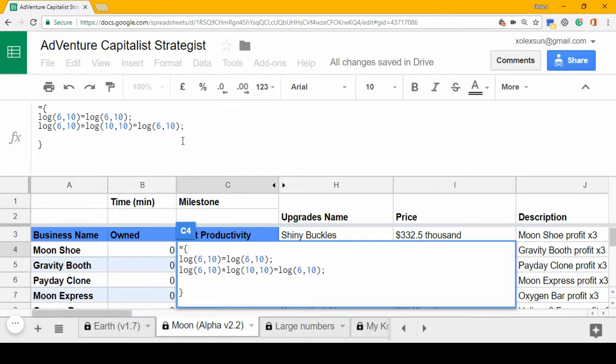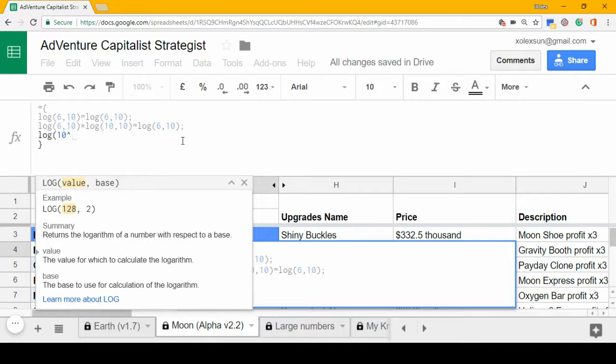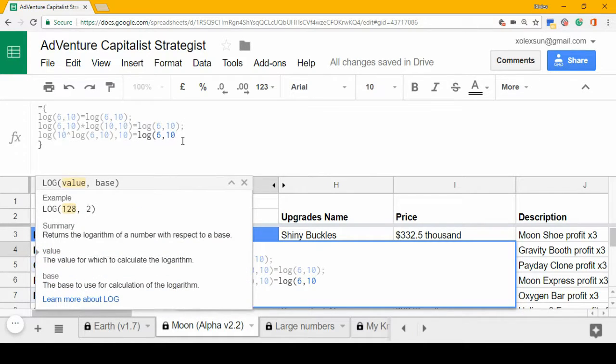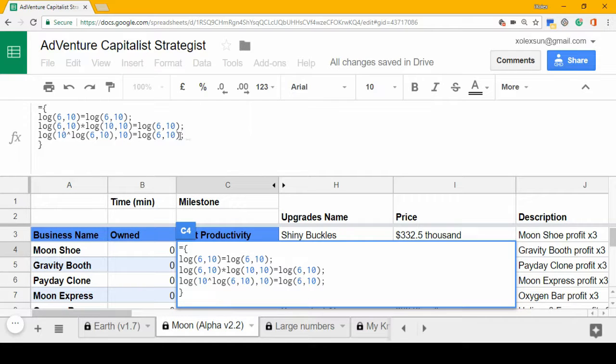And on the multiply, I can bring it on top, it becomes a power. So now I have 10 to the power of log 6 base 10, base 10, and it is equal to log 6 base 10. It's still the same. Let me see if I can show you the truth. Never mind. This is a true equation. If you tap on your calculators 10 to the power of log 6 base 10, it's going to give you the value of log 6 base 10.